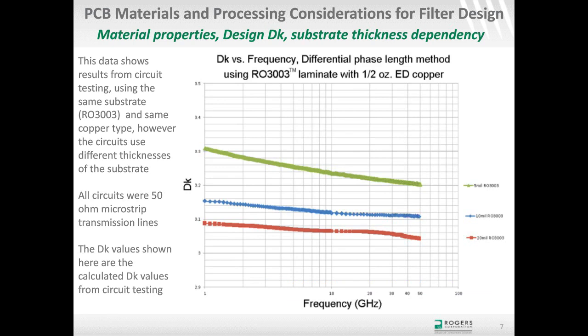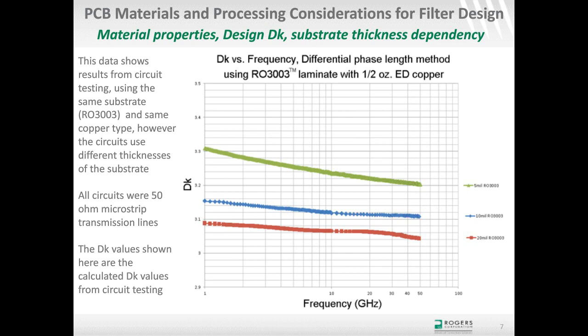These are 3 different circuit sets that were built on RT/duroid 3003, which has a bulk dielectric constant of 3.0, used with standard ED copper. The circuits using the thinner laminate, which is the green curve, that's 5 mils thick, you can see it has a higher dielectric constant versus frequency curve. And also, again, the y-axis is dielectric constant as extrapolated from the differential phase length method. This is not effective dielectric constant. This is actually dielectric constant as a circuit would perceive it.